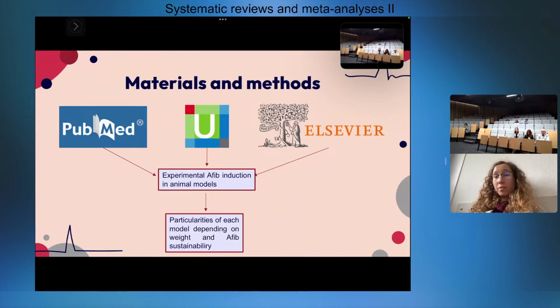The materials and methods that we used was a data research on PubMed, UpToDate, and Elsevier. We researched different experiments in atrial fibrillation induction with animals, and then we focused on the specificity of each kind of animal and the link between the weight and atrial fibrillation sustainability, to analyze which particularity is best for each model.